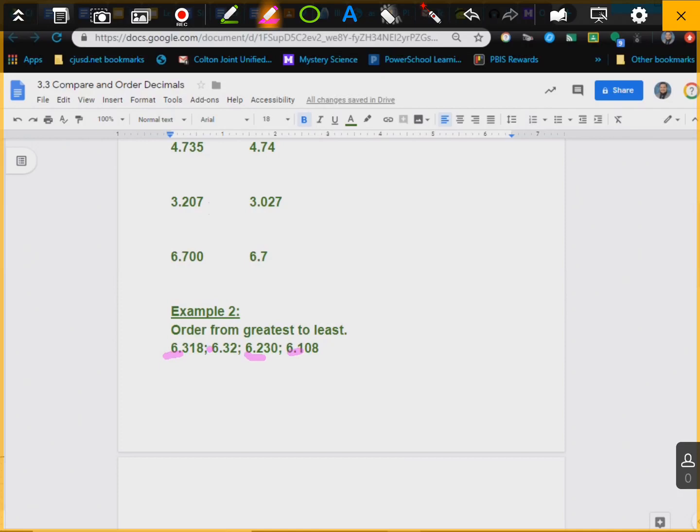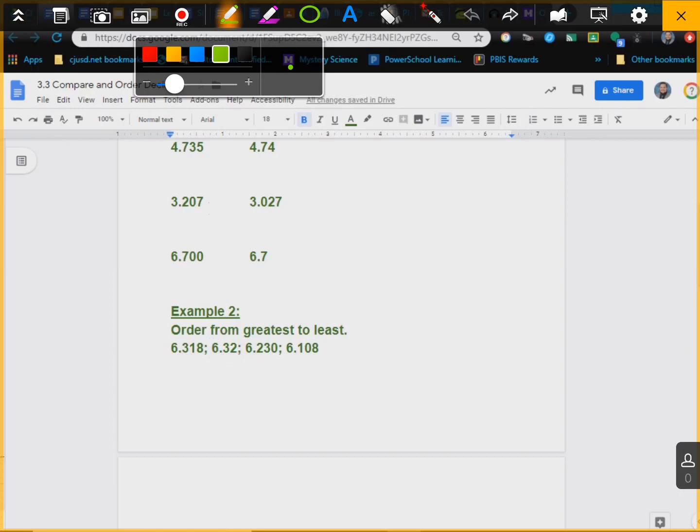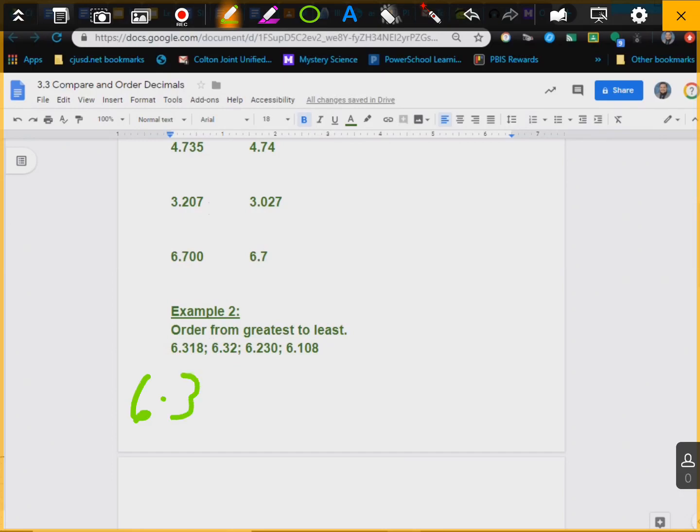Okay. Let's look at the tenths. Which tenth is the biggest number? Well, I see 3 is the biggest tenth, and we have 2 of them. So now we've got to go to the hundredths. Which hundredth is bigger, the 2 or the 1? And here we see that the 2 is bigger. So our first number is 6.32.